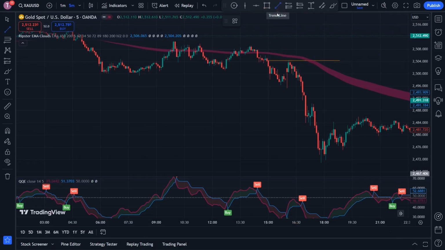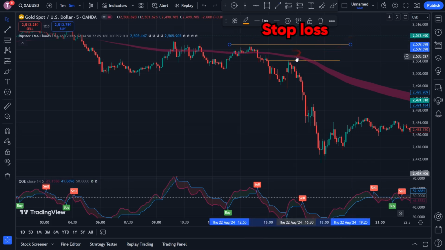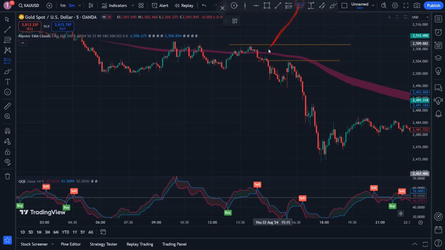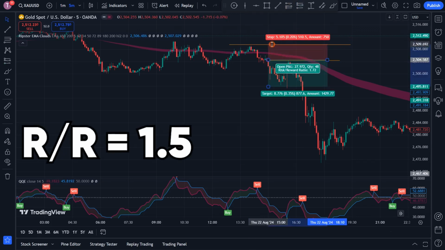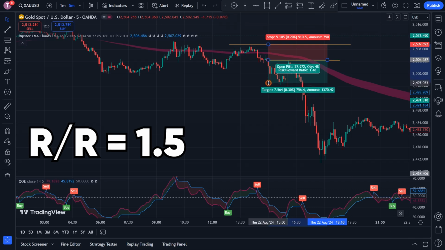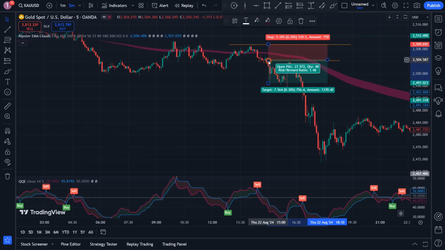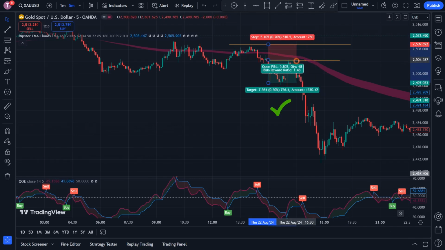Now we should set our stop loss slightly above the last swing high. Now we can open our sell trade, and for the take profit, we can also consider a risk-to-reward ratio 1 to 1.5. Now all we have to do is wait for our sell trade to close profitably.